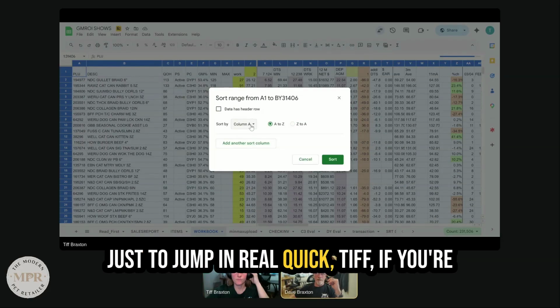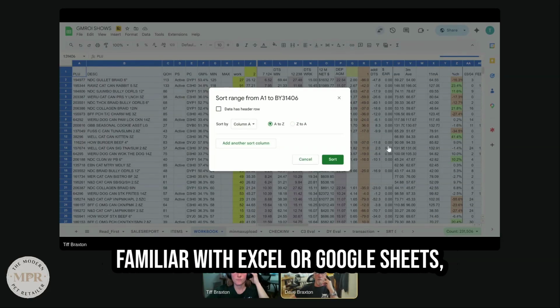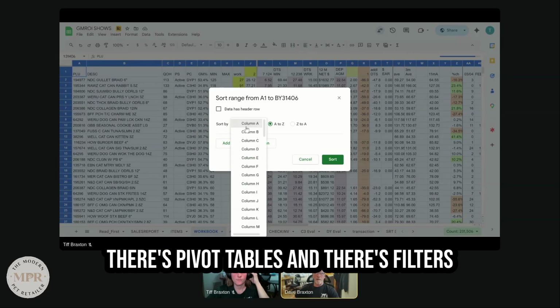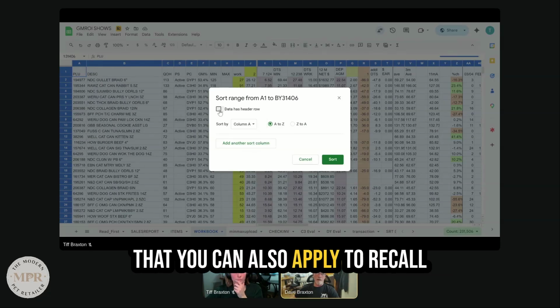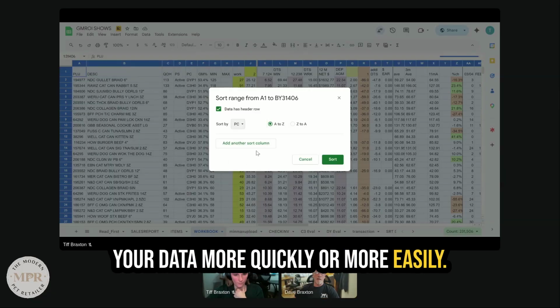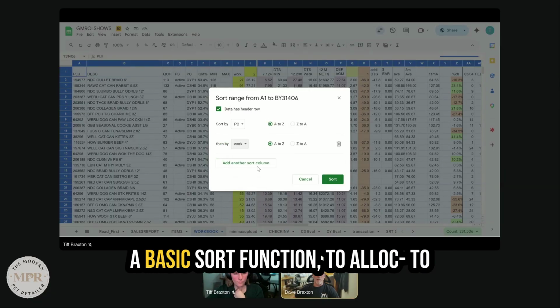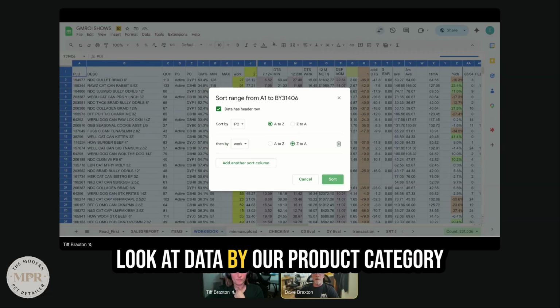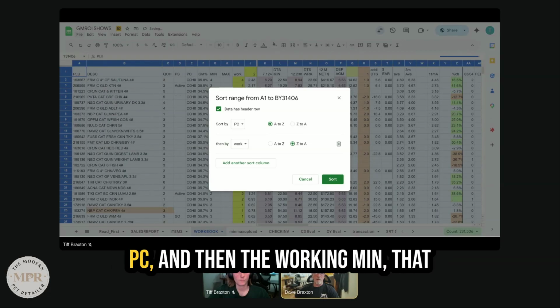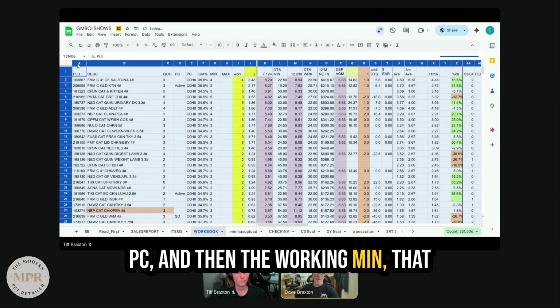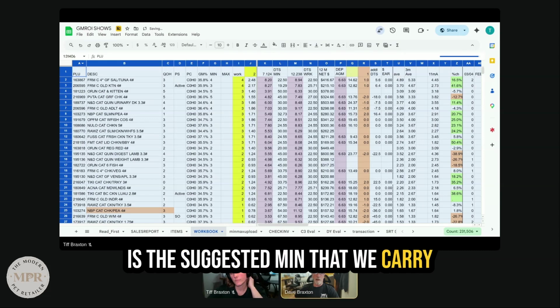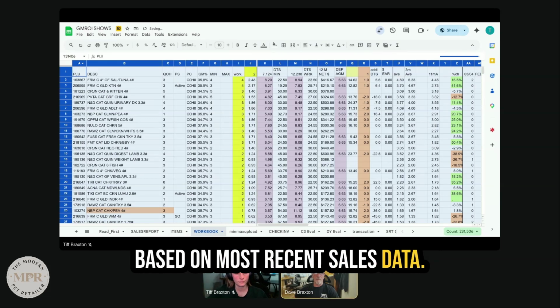Just jump in real quick, Tiff. If you're familiar with Excel or Google Sheets, there are pivot tables and filters that you can also apply to recall your data more quickly or more easily. Right now, we're just running a basic sort function to look at data by our product category, PC, and then the working min, which is the suggested min that we carry based on most recent sales data.